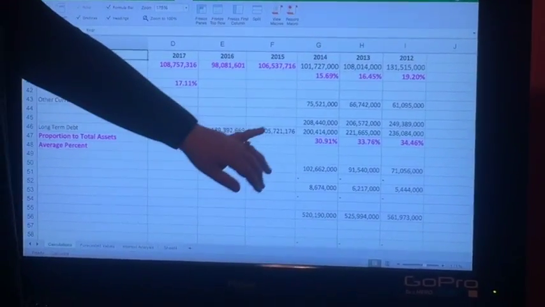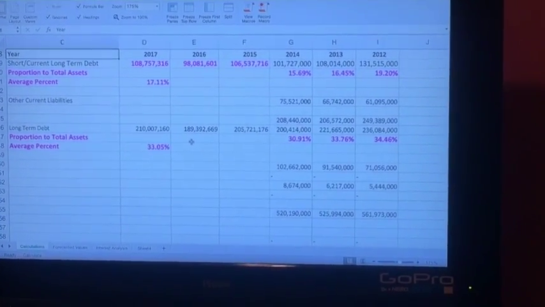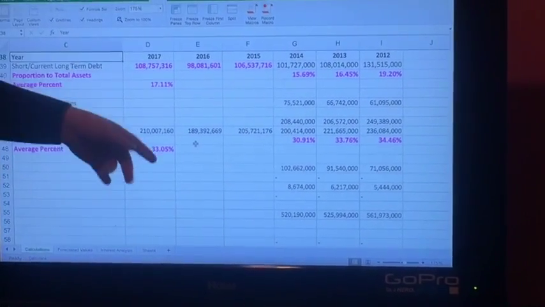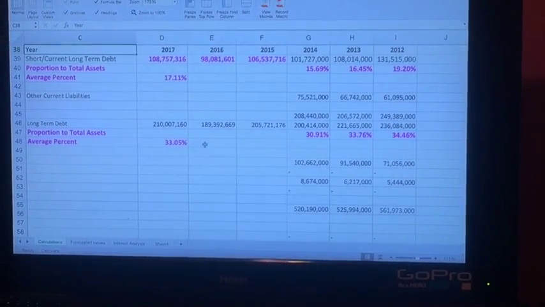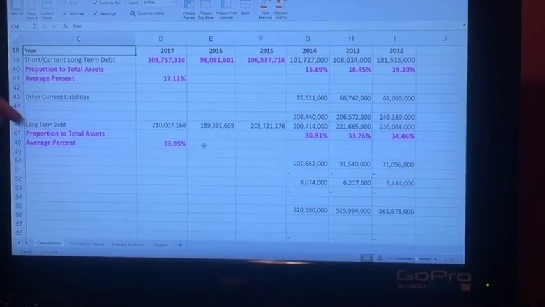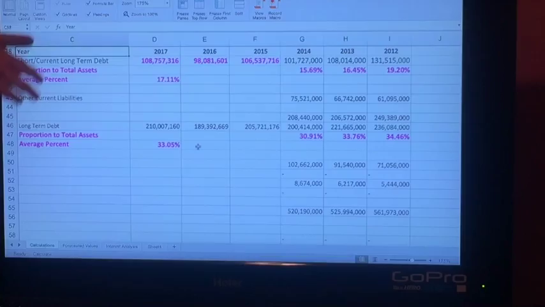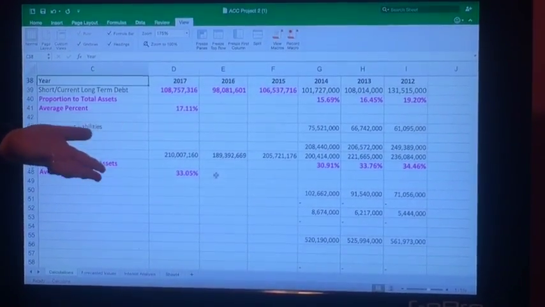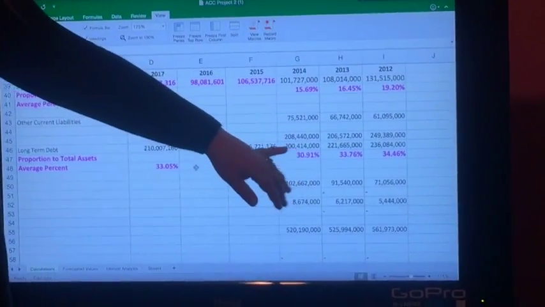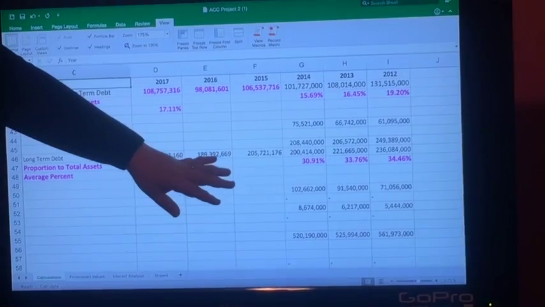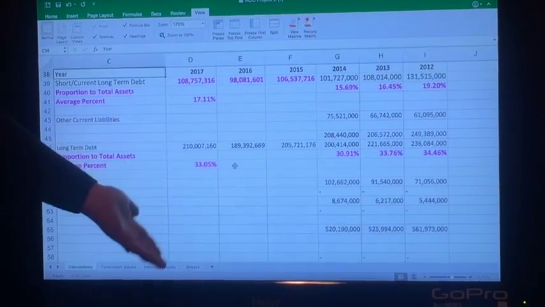So for 2015, I got $205,721,176. For 2016, $189,392,669. And 2017, $205,721,176. So for both of these, the trends go the exact same way. In 2015, they both increase from 2014, and then they significantly decrease in 2016, and then significantly increase in 2017.